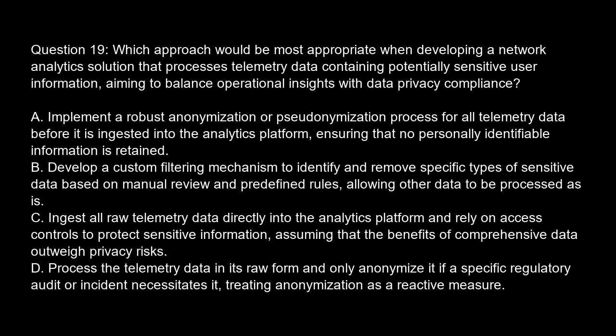Option B. Develop a custom filtering mechanism to identify and remove specific types of sensitive data based on manual review and predefined rules, allowing other data to be processed as is. Option C. Ingest all raw telemetry data directly into the analytics platform and rely on access controls to protect sensitive information, assuming that the benefits of comprehensive data outweigh privacy risks. Option D. Process the telemetry data in its raw form and only anonymize it if a specific regulatory audit or incident necessitates it, treating anonymization as a reactive measure.